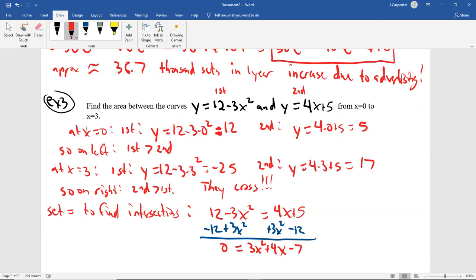This is factorable. Whether you use the AC method or trial and error, that is up to you. Trial and error is not too bad because there's not a lot of options here, so we get 0 equals. But if you're big on the AC method, again, just make sure you know how to do that.